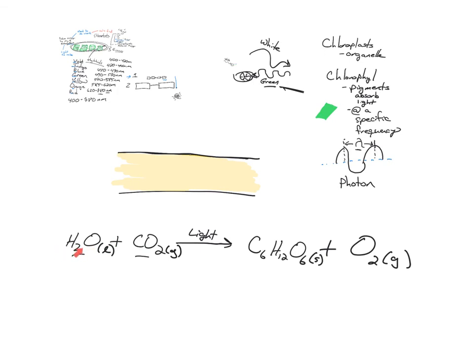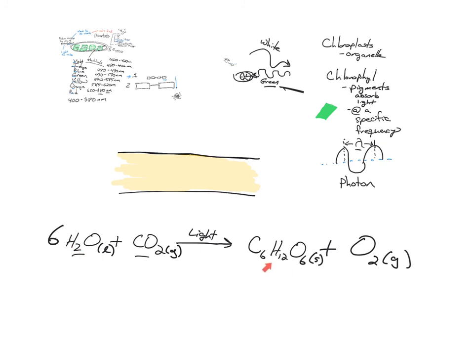So if we have 2 hydrogens on this side and 12 on this side, what does that mean? We've got to even it out. How do we even out 12 and 2? What's the common denominator? 6. 6 times 2 is 12, is it not? Yes. So we put a 6 as a coefficient in front of the H2O. So now we need 6 water molecules to make 1 sugar.